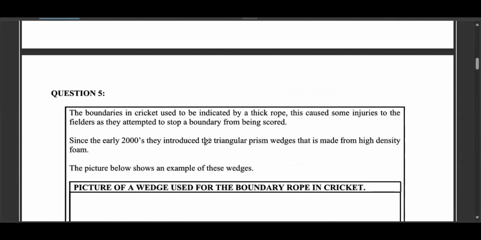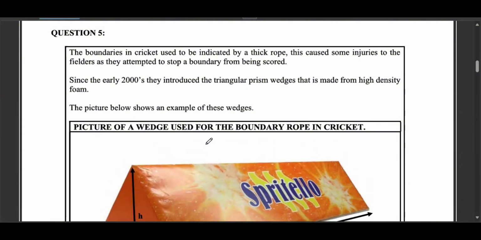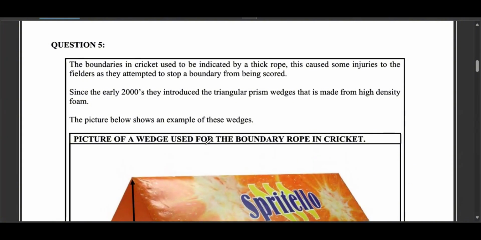Question number 5. We're still looking at the same measurements. The boundaries in cricket used to be indicated by a thick rope.